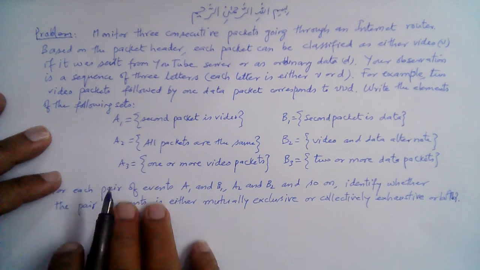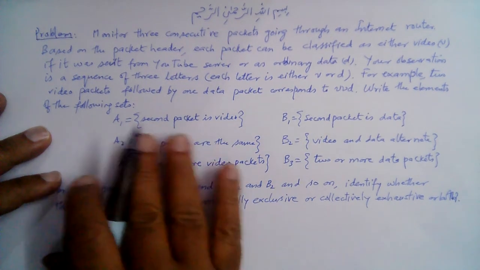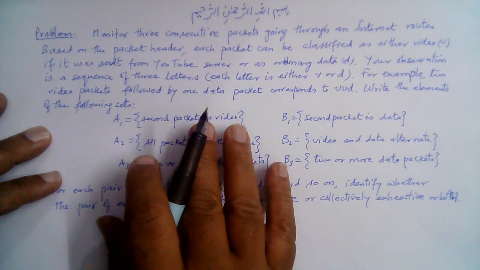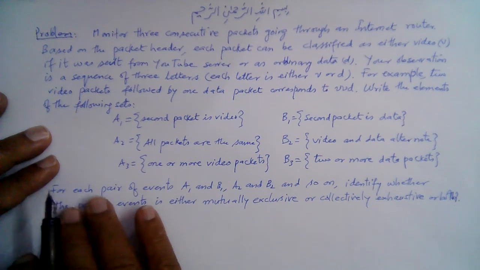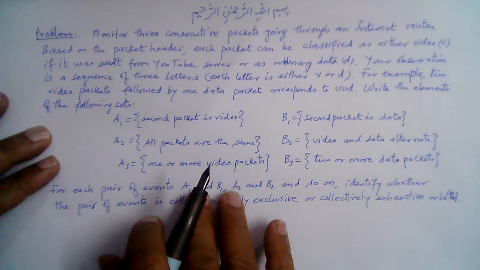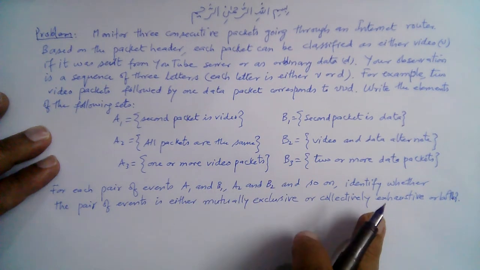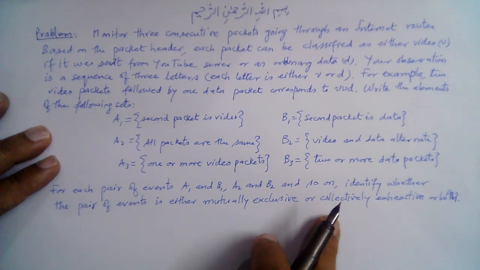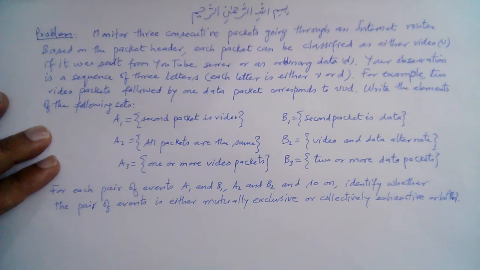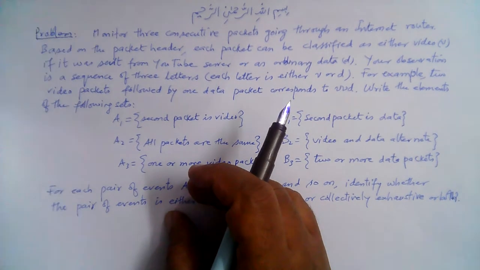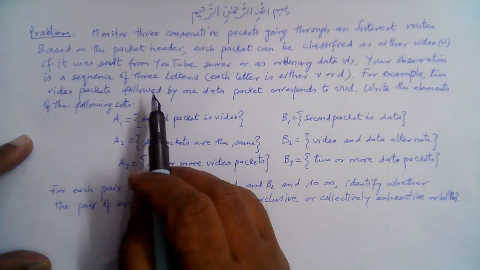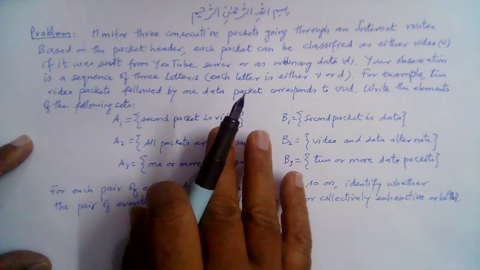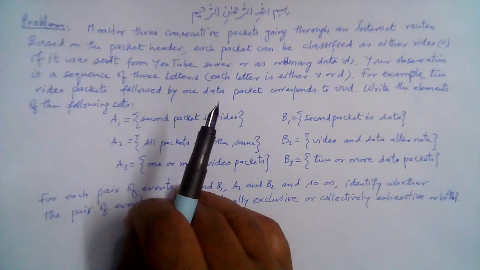So for each pair of events, so these are events, right? A1, A2, A3, B1, B2, B3 are examples of events of the experiment we are considering. So for each pair of events, A1 and B1, A2 and B2, and so on, identify whether the pair of events is either mutually exclusive or collectively exhaustive or both. So let us first of all find the sample space of our experiment. This will help us identify these events, which are the subsets of the sample space. So let's begin the solution.